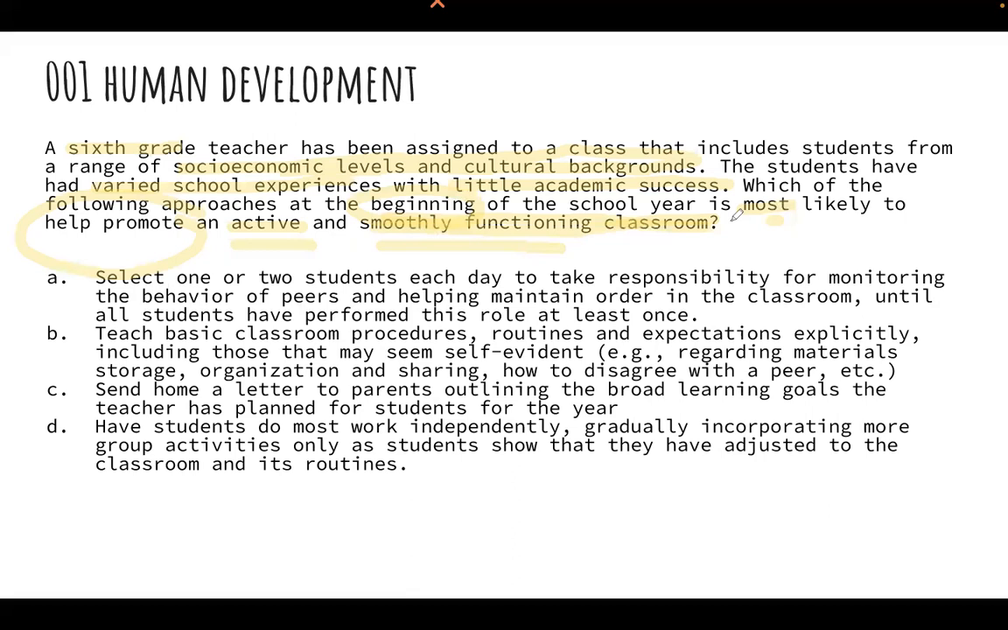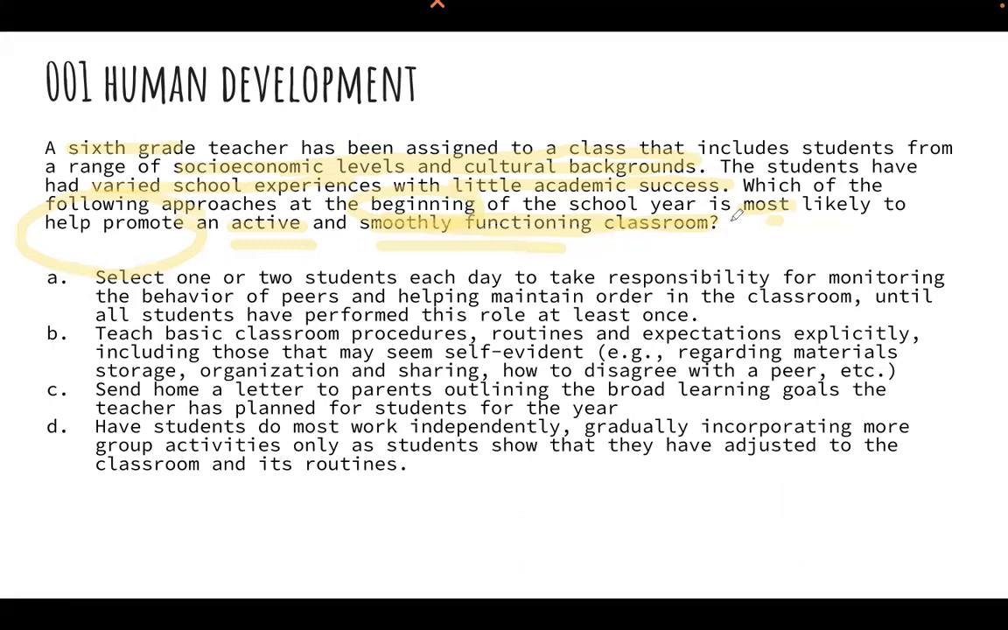So let's take a look. A, select 1 or 2 students each day to take responsibility for monitoring the behavior of peers and helping maintain order in the classroom until all students have performed this role at least once. B, teach basic classroom procedures, routines, and expectations explicitly, including those that may seem self-evident, e.g. regarding materials, storage, organization and sharing, how to disagree with a peer, etc.